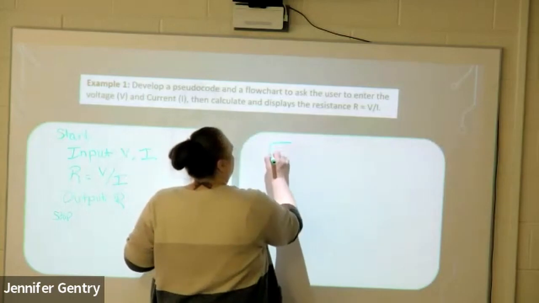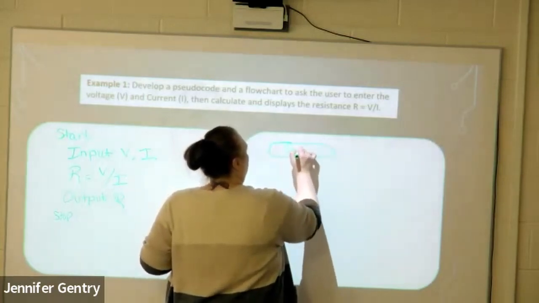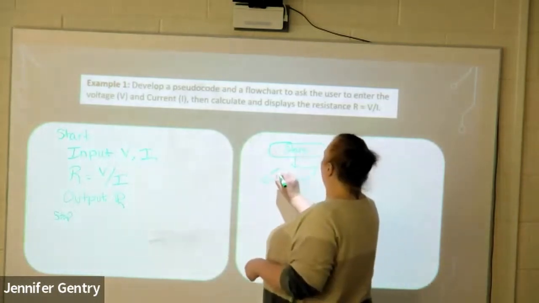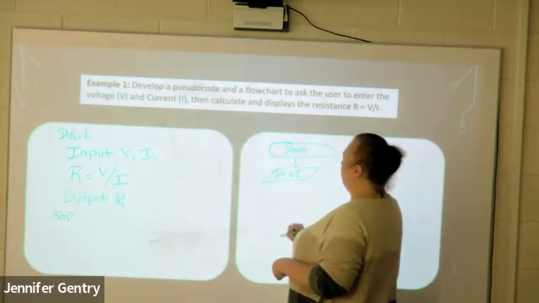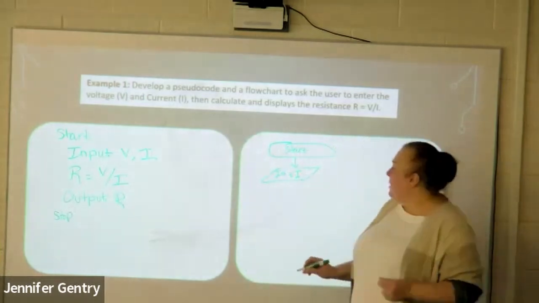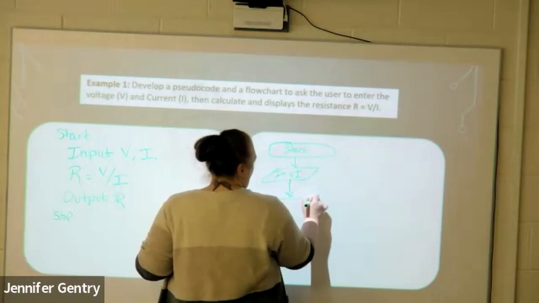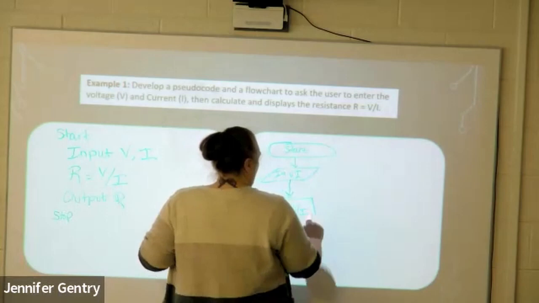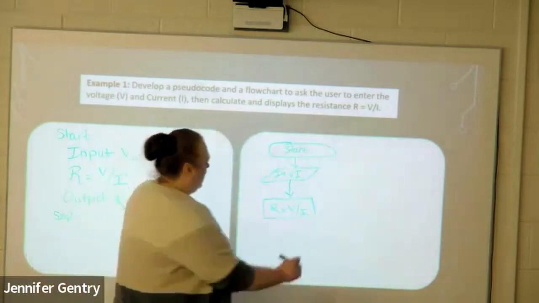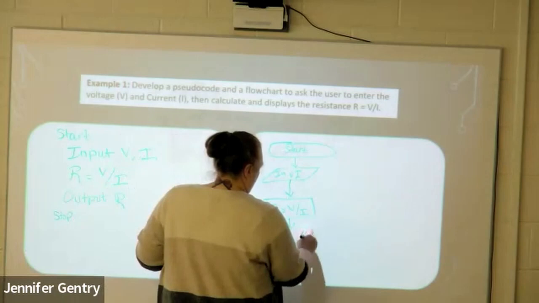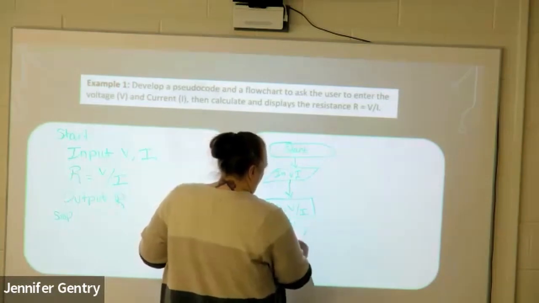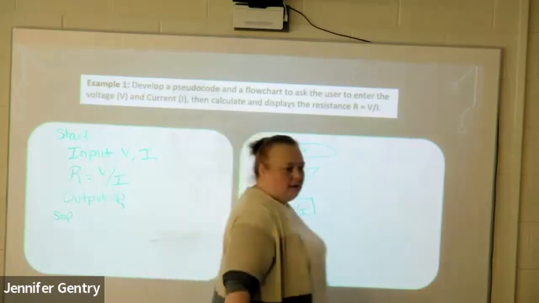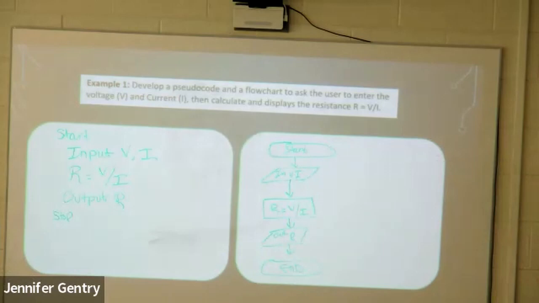So what does this flowchart look like? I can look at my pseudocode and put my little pill here. Input V and I. What's the calculate, what shape? Rectangle. R equals V over I. And then I'm going to output R. Does that make sense?